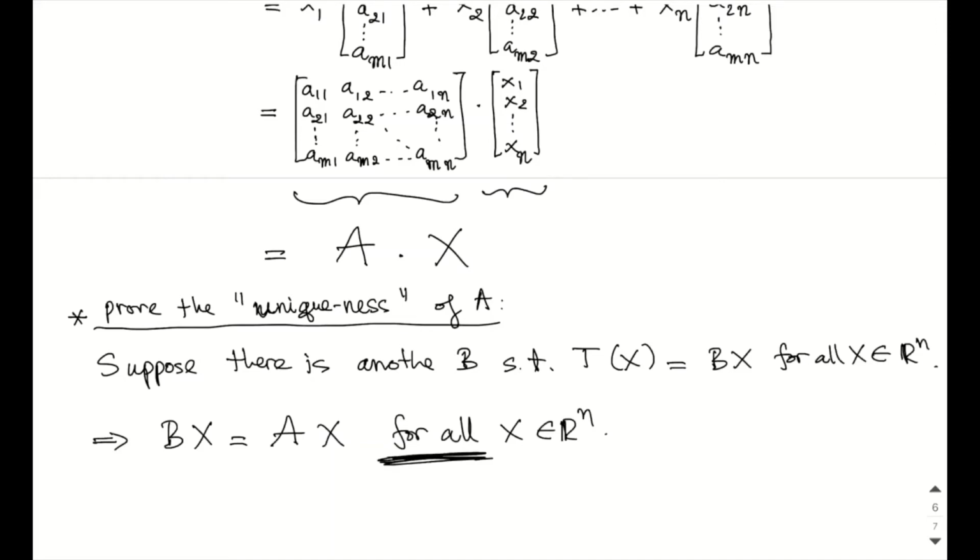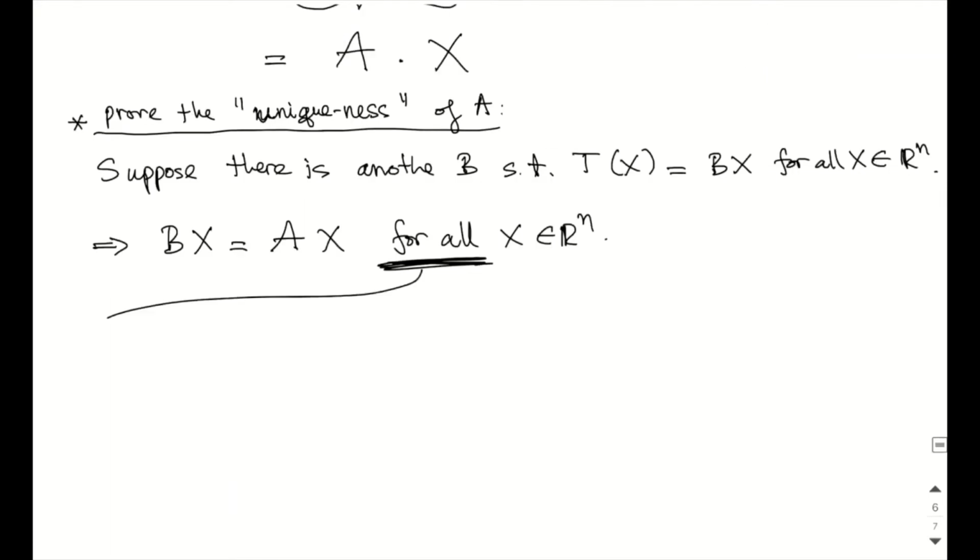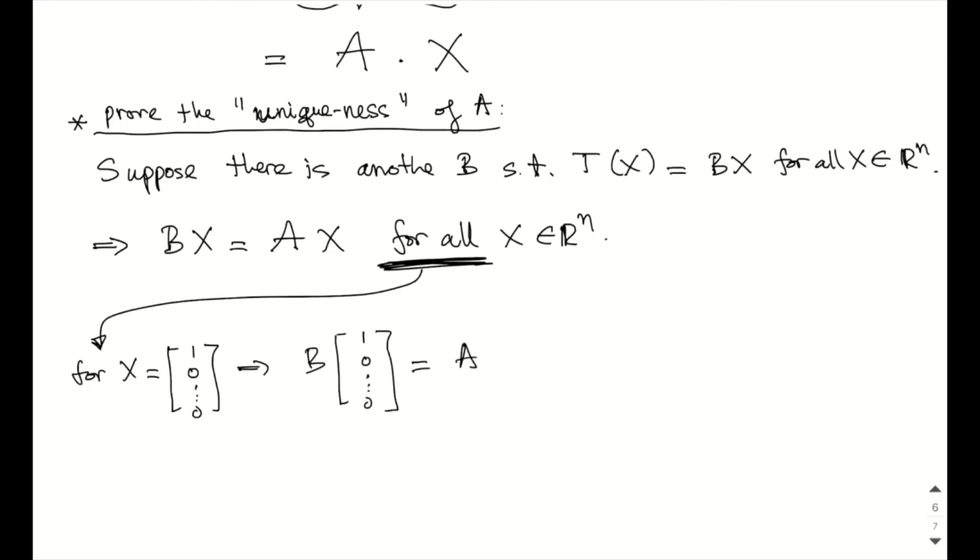Now here come the tricks of how we utilize the word for all. For all means that the equality is true for any choice of x that you're gonna make. Because this is true for all, so it has to be true for x being 1, 0, 0. This implies that B times 1, 0, 0 equals A times 1, 0, dot, dot, dot, 0.